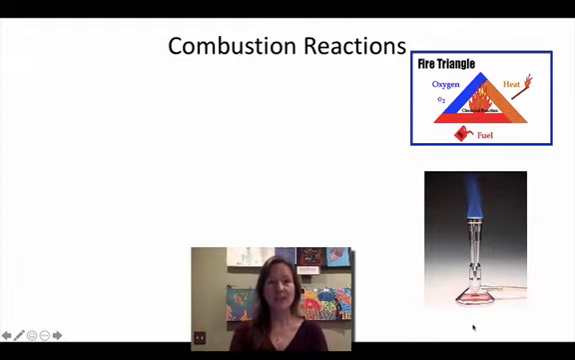Combustion reactions can be used to make things explode, but obviously, since you've experienced fires without an explosion, they don't always have to make things explode.